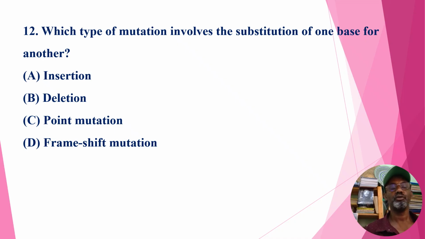Question number 12. Which type of mutation involves substitution of one base for another? Insertion, deletion, point mutation. Point mutation could be the answer, of course.